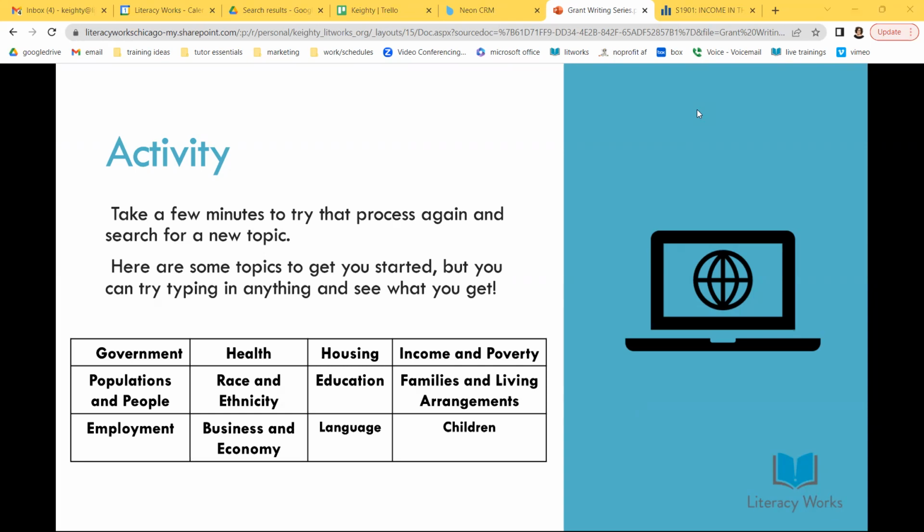Will the search button break down by Chicago neighborhoods? No, Rich. So that's why I'm going to show you how to do that by tract in a second. It doesn't give us neighborhood data.